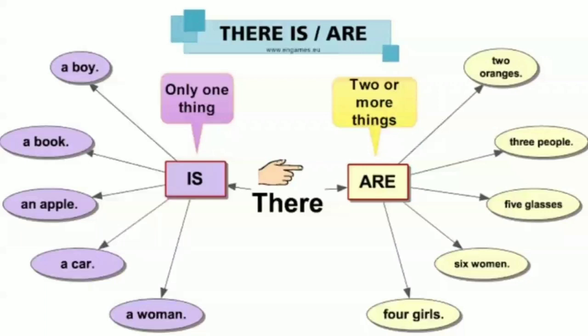So I hope that you have understood. We will use there is when we have to point out only one thing, and we will use there are when we have to point out many things.